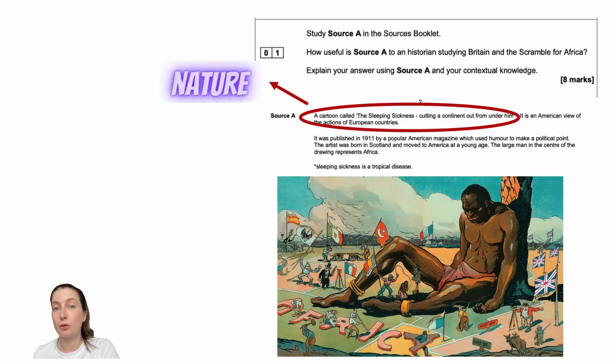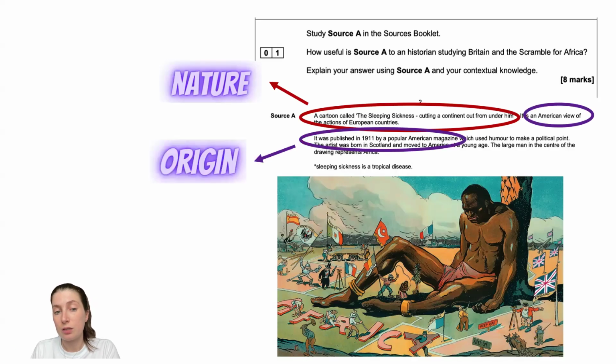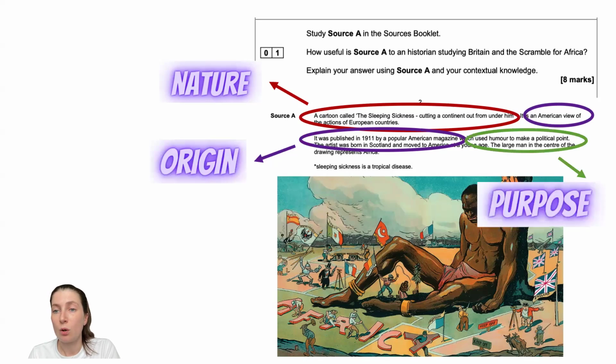So the first thing we're going to look for is the nature. So what is this? Now, quite clearly you can see this is a cartoon, okay? So that's interesting already for us as a historian. Then we're going to look for origin. So who wrote it? When was it made? In this case, it was published in 1911 by an American magazine. So already you're thinking about the scramble for Africa and America. Was America involved in the scramble for Africa? You should be questioning, what perspective do they have? Why might they be publishing a source on this? And if you have any ideas, even at just the reading stage, jot them down on your past paper.